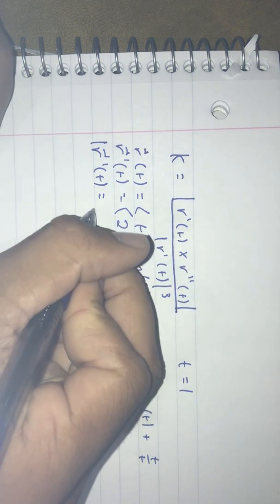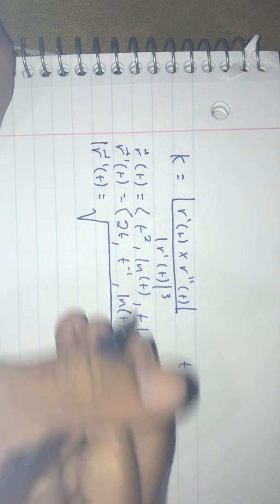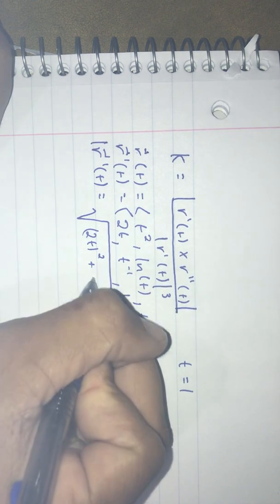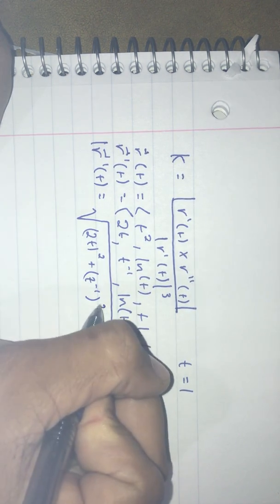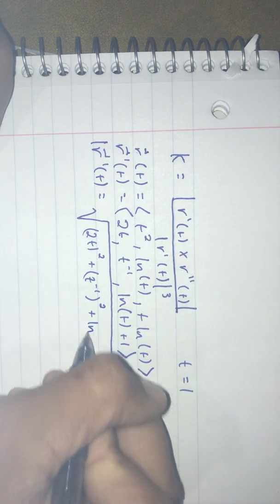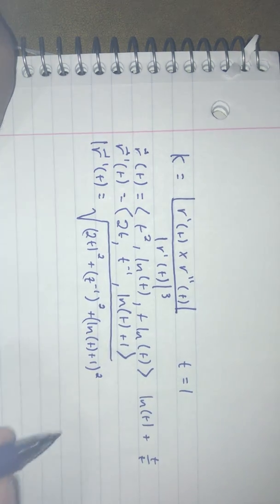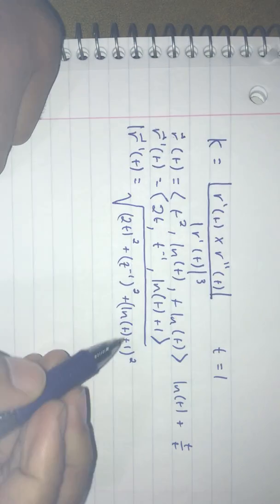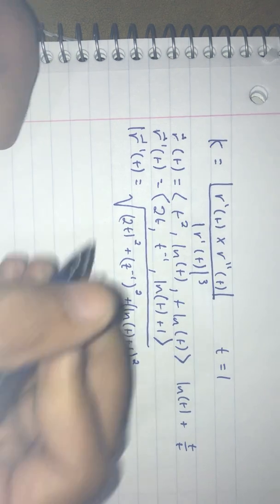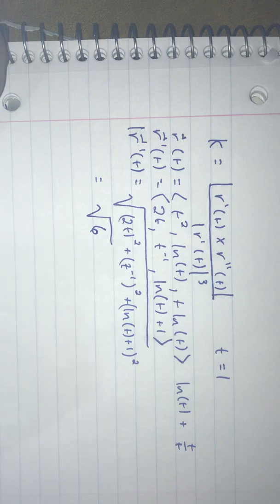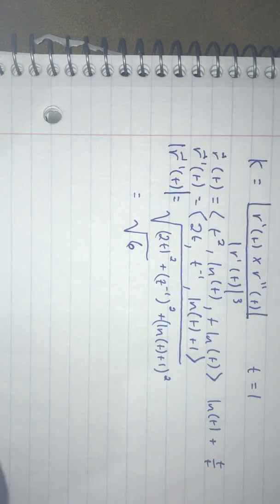Now we need to find the magnitude, which is going to be the square root of 2t squared plus t to the negative 1 squared plus ln of t plus 1 squared. But we know that t is equal to 1, so we're just going to plug t into all these values and put it in our calculator, and that's going to give you the square root of 6. So that's our magnitude. So things are going pretty well so far.